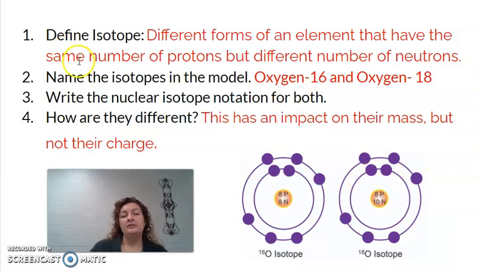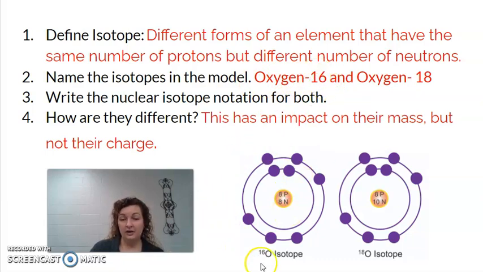Okay, so this says name the isotopes in the model. So how you name an isotope is you write the full name out. So oxygen. Then you put a dash. Then you're going to put the atomic mass at the end. Now it's the atomic mass of that particular atom, okay, not the atomic mass off the periodic table. So for this one right here, we're going to count up the protons plus our neutrons because that's where we find our mass. Remember, electrons are so small they don't really count for mass. So just do protons plus neutrons, so that gives us 16, 8 plus 8. So we write oxygen dash 16.